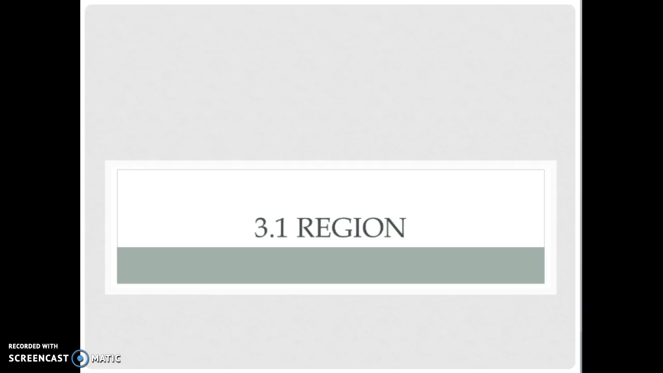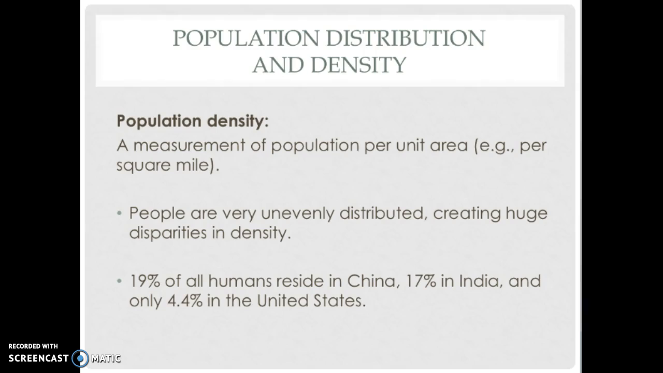So working through our 5 themes as we do week by week, providing a great framework to understand population geography. We'll first take a look at population distribution and density, a simple measurement of the population per unit area. And it's important to keep in mind that people are very unevenly distributed. We'll see a map of that in just a second here. And this creates large disparities or differences in density.